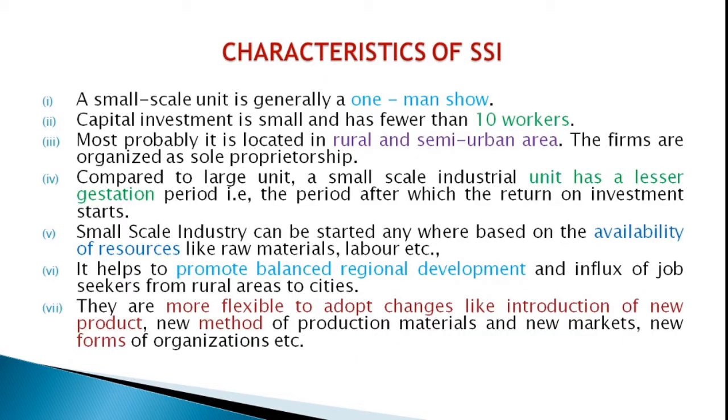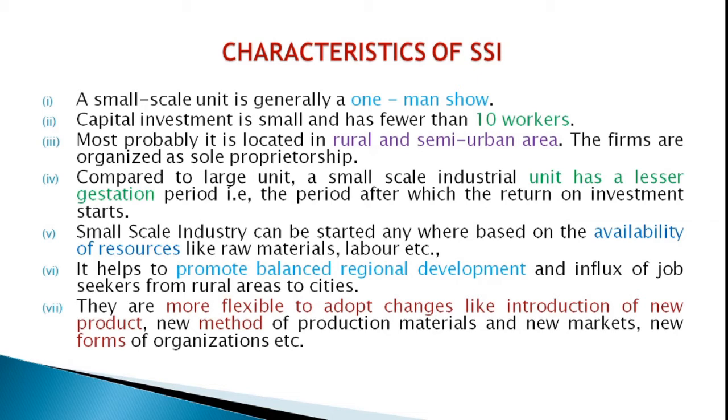Characteristics of small scale industry. The first one is the small scale unit is generally a one man show. It will be run by one entrepreneur. And the second one is capital invested is small and has fewer than 10 workers. Most probably it is located in a rural and suburban area. It will be located in rural areas. The firms are organized as sole proprietorship. There will be only one proprietor.